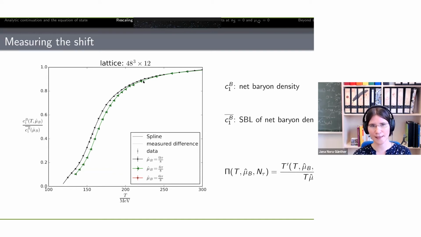I also want to say that the splining of the finite mu data is only necessary because we want to do a continuum limit later. So we need these differences exactly at the same temperatures. We could avoid that if we stick to a single lattice spacing like here in the plot. But since we will need it later on, we decided to already spline at this point, and we can do it for another chemical potential. And again, we measure this difference here and calculate our proxy pi.